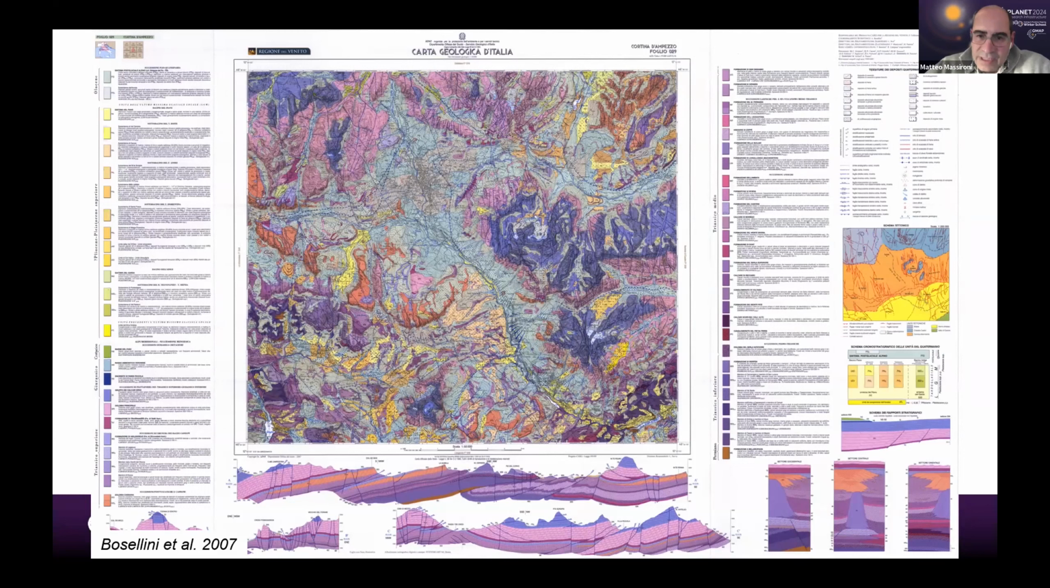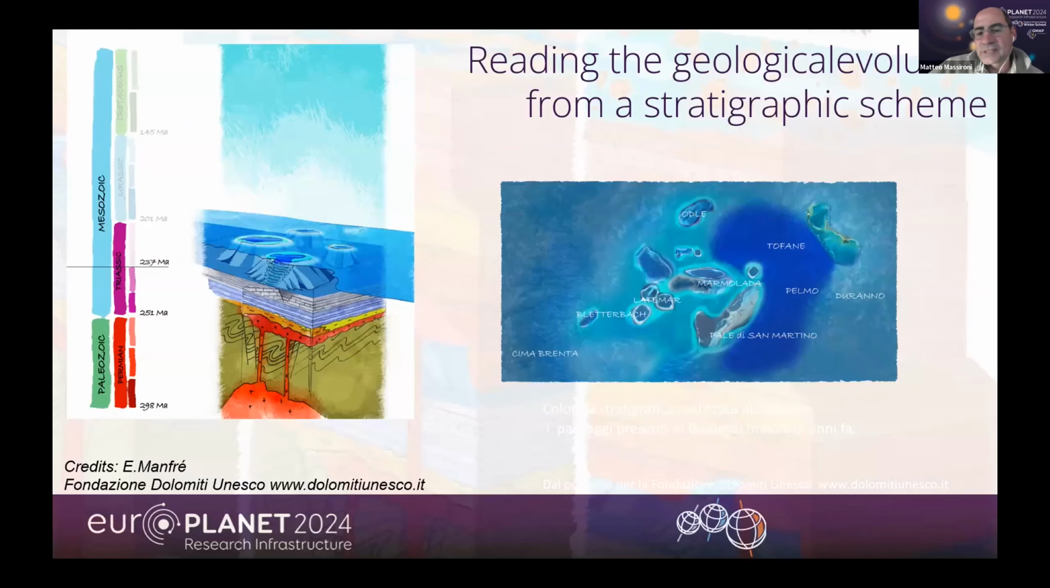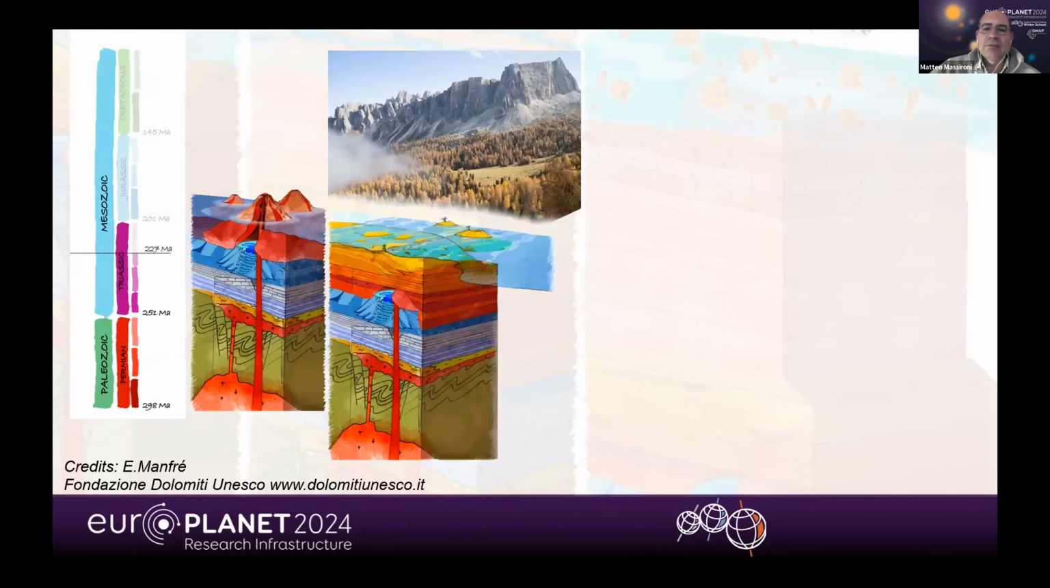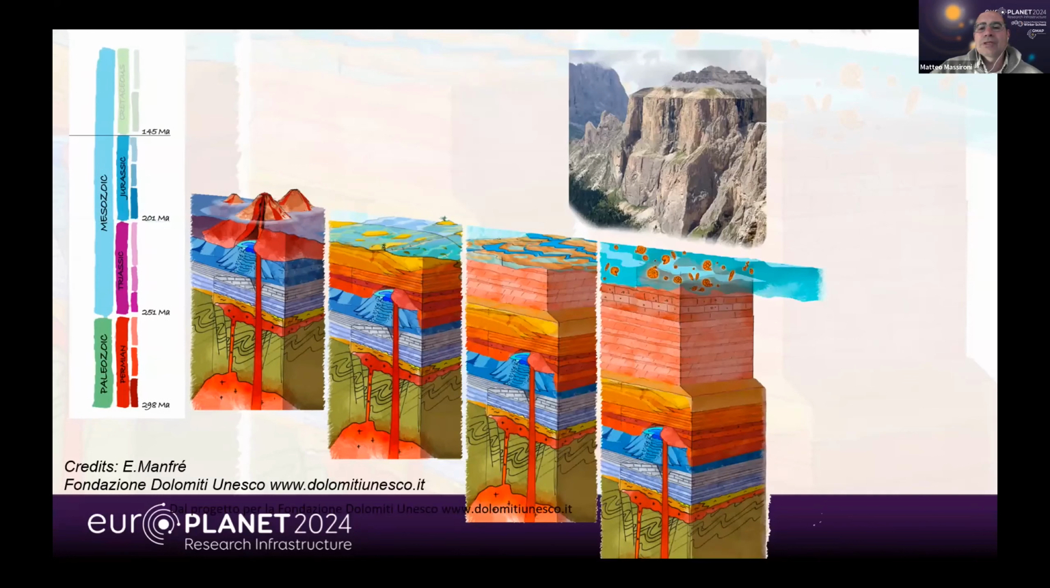And from this kind of map, we can look into the stratigraphy and infer the geologic evolution, which, in the case of the Dolomites that we have seen before, can indicate, for example, the presence of atolls in the Permo-Triassic, and then possible volcanism, of which we have a part that is outcropping in the Dolomites, and then we can have a coastal environment, and then we can have even deeper rocks, up to very deep rocks.